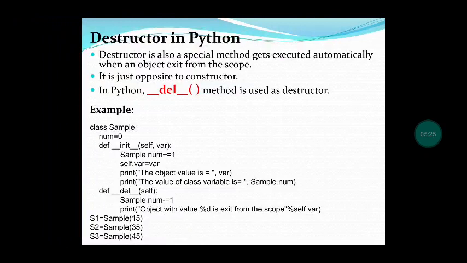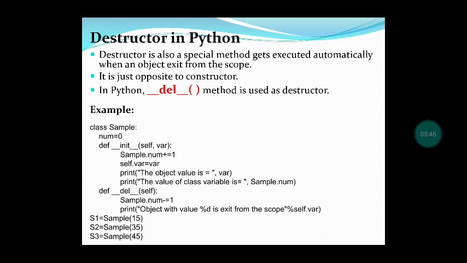Next, we will go for destructor. Destructor is also a special function. It is also executed automatically when the object comes out of scope. When the object exits from the scope, this destructor function gets executed automatically. It is just the opposite of the constructor.